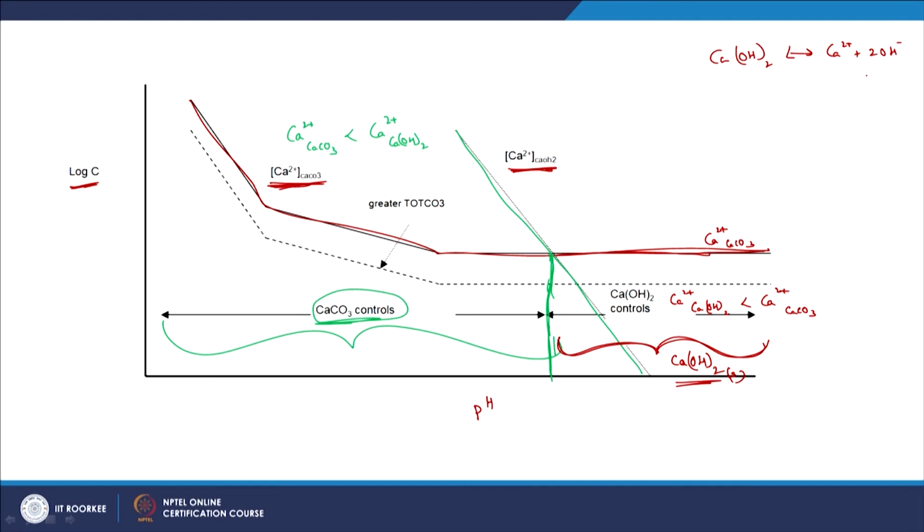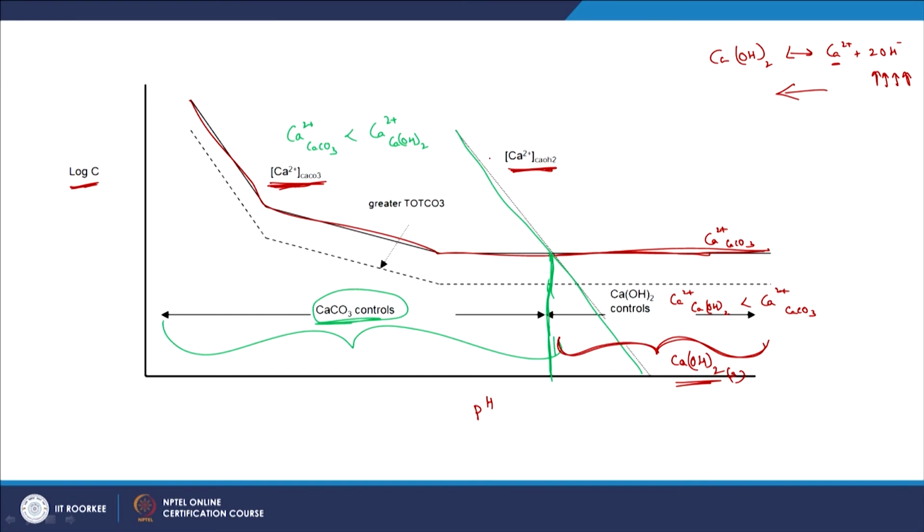So at remarkably high pH, what's happening here? At very high pH, the OH- concentration is going to be very high. So which reaction would be favorable, the forward or the backward? You would see that the backward reaction would be favorable. That would obviously lead to more precipitation of Ca(OH)2 and lesser concentrations of Ca2+, right.